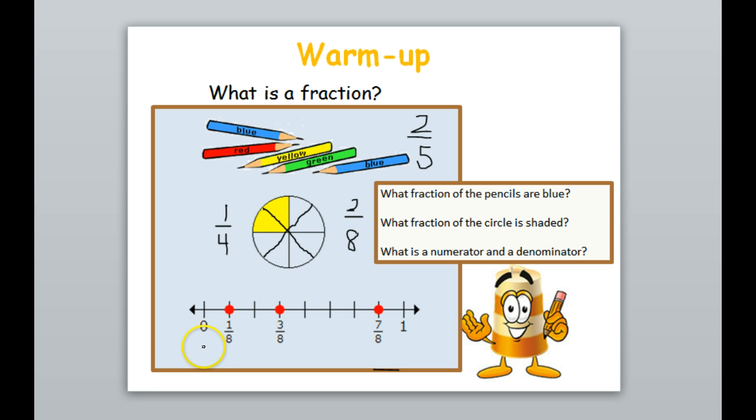Now let's look at this number line. You can see that I have a 0 as an endpoint and a 1 as an endpoint. My number line is divided into 8 pieces. I have 1, 2, 3, 4, 5, 6, 7, 8. These 8 pieces are the same size. They're 8 equal pieces. Here is 1 of the 8, and this is a number.